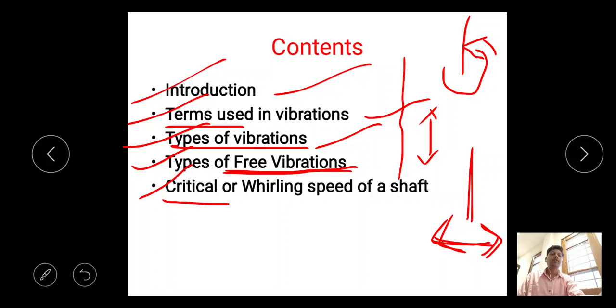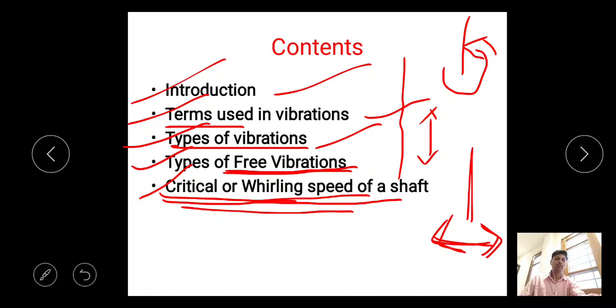Then we have studied critical or whirling speed, the speed at which the deflection becomes infinite, or at which there is a chance of shaft failure. That speed is called the critical or whirling speed. So we have covered all these things in this part of the lecture.